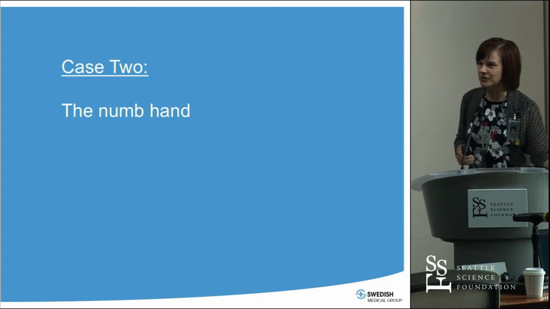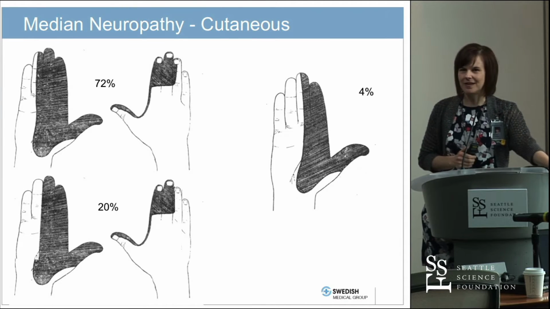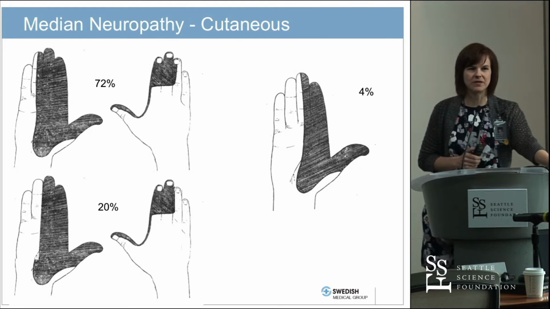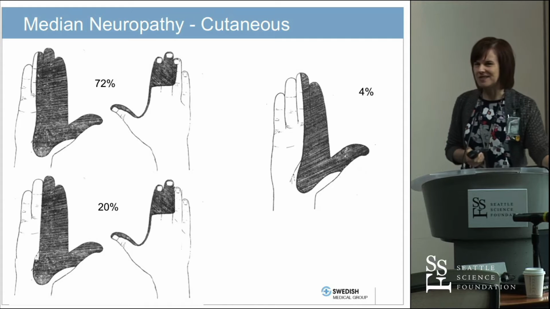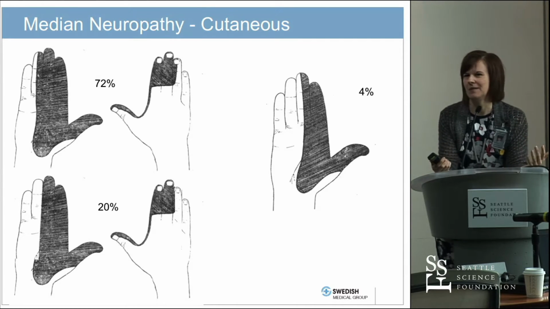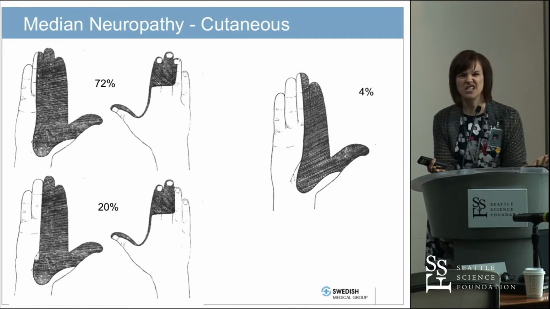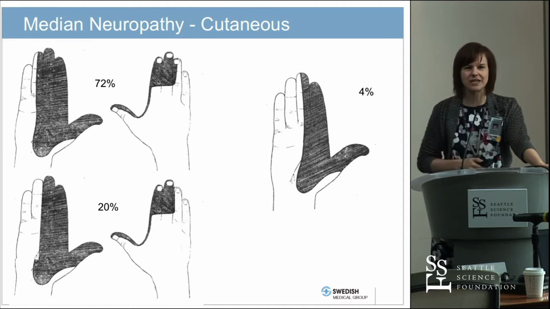Okay, so case 2, and this will be a pretty quick one, the numb hand. The reason I want to talk about the numb hand, and I'm not going to belabor carpal tunnel syndrome, is that I reached out to our esteemed anatomist, Dr. Tubbs, and asked him, hey, there was this landmark publication about 97 years ago that talks about variant anatomy for sensory innervation to the hand.